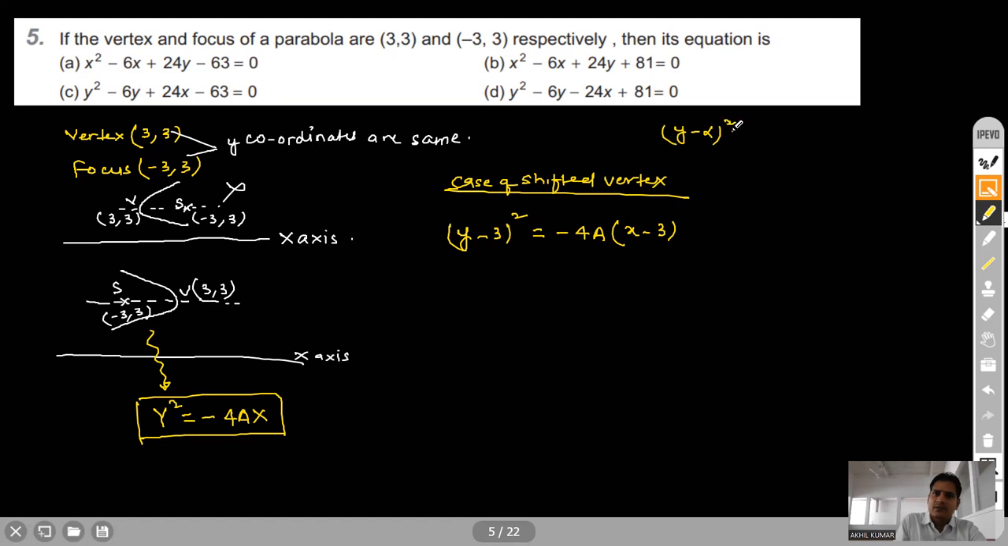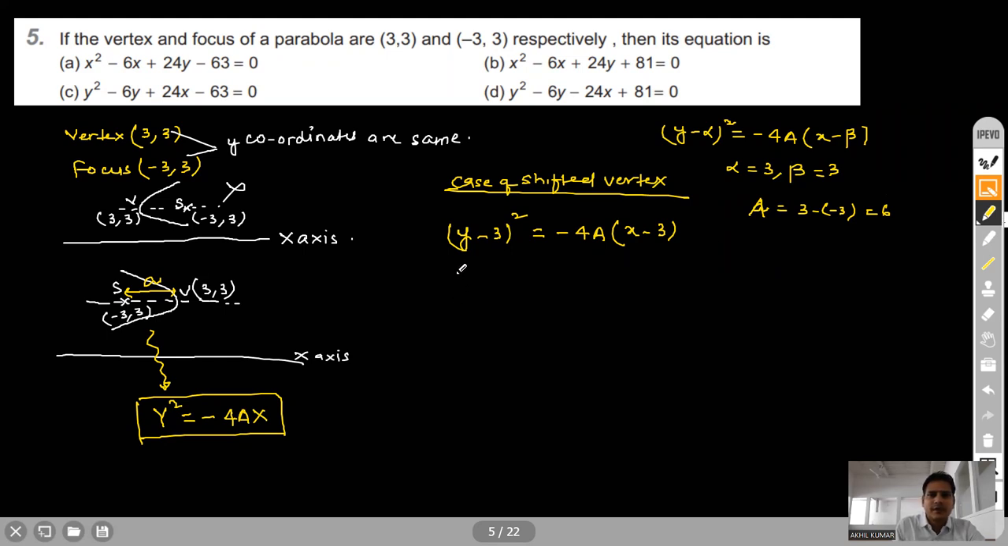Y minus alpha whole squared is equal to minus 4a into x minus beta. So what is alpha here? Alpha is 3 here. What is beta here? Beta is also 3. Coordinates of vertex, right? And if you see this 4a thing, this distance will be basically a. This distance will be a, right? So if you see, our A will be equal to 3 minus of minus 3, that will be equal to 6. Okay, let me write it as capital A since I have taken capital A here.